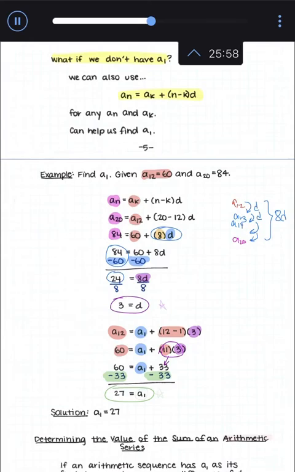So we still had to find our common difference, D, first, using the two pieces and working our way backwards. And then we could use either the A12 or the A20 and our D that we just found to work backwards and use the original formula to find A1, the first term.